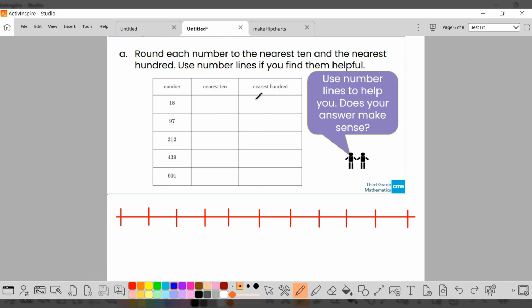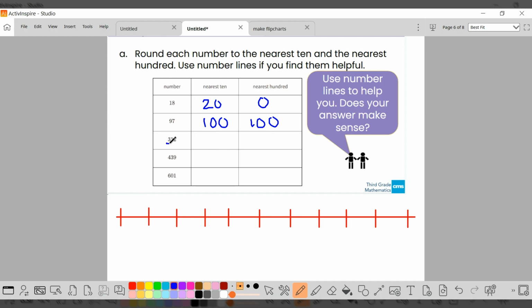All right, so far, 18 is closest to 20 as the nearest 10, and 0 as the nearest 100. 97 is closest to 100 as the nearest 10, and the same number, 100, as the nearest 100. Because 100 is a multiple of 10, it's also a multiple of 100. So now we're looking at 312.